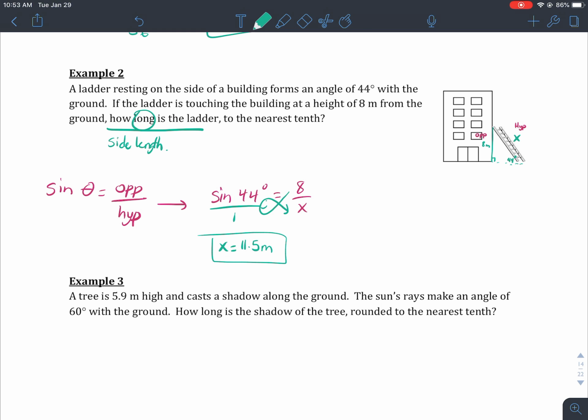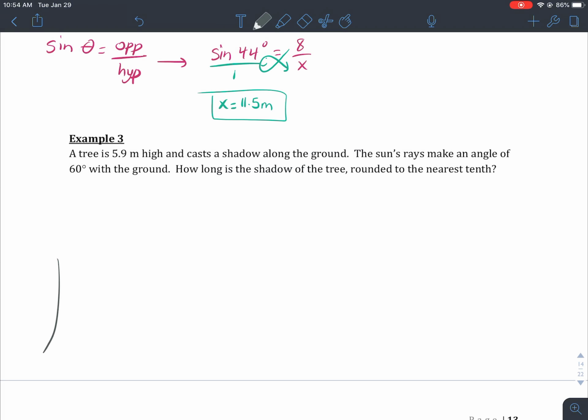So first things first, we need a tree. Okay, there's a tree. It casts a shadow along the ground. Okay, so if my shadow is down there, that means the sun has to be up here and its rays are shining out. Okay, so it's going to hit the tree, create that shadow on the ground. Now the sun's rays make an angle of 60 degrees with the ground.